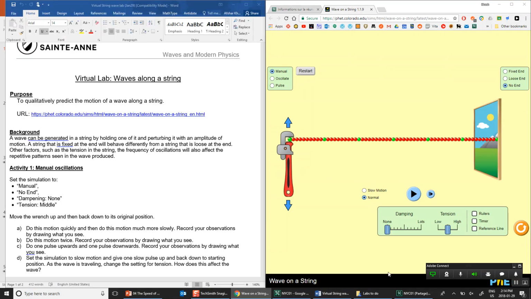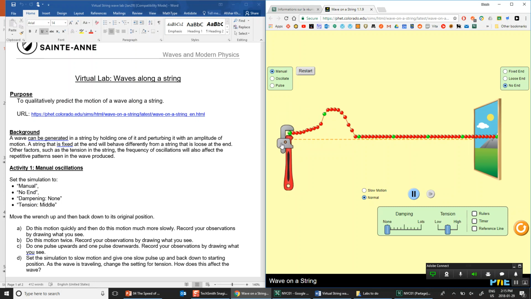All right. So here I'm going to do just one up and down motion. It says here, move the wrench up and then back down to its original position, doing this motion relatively slowly, and tell me what you see. What did you guys notice happen there? Yeah. So we have a wave that has a defined direction. It's going towards the right. There is no ambiguity there. Does it ever come back? No. Was it above or below the equilibrium line? It was above, right? So pretty straightforward.